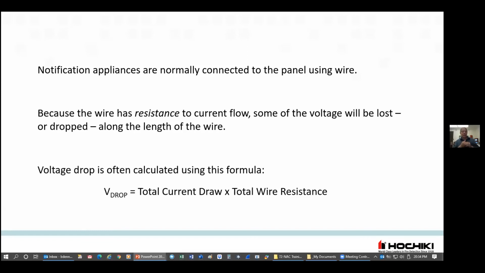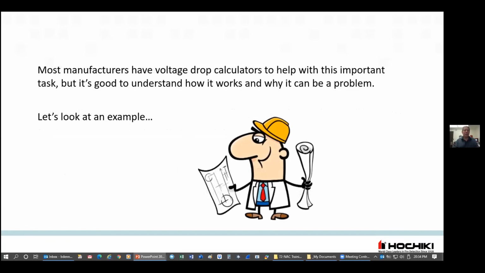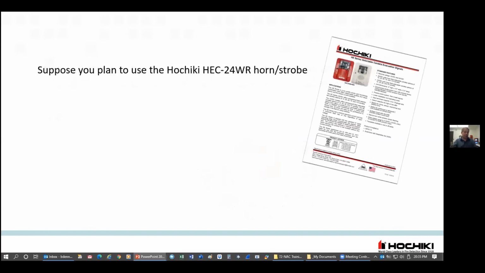It's usually calculated using this formula. The total voltage drop equals the total current draw of all of my appliances multiplied by the total wire resistance. Now, most manufacturers have calculators that can do this for you, and Hochiki is no exception. We have voltage drop calculators. At the end of the presentation, I'm going to give you a link with some calculators in that file that you can use. But just for us to understand how it works and why it could be a problem, let's take a look at an example.